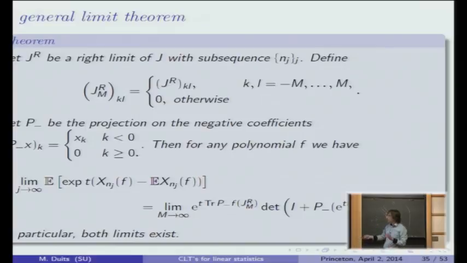Right? So one thing that is interesting about this theorem is that for any right limit, there is a limit theorem. So all the possible central limits that you would get are characterized by all these right limits of the Jacobi operator. Okay, so we can prove that the limit exists. These are two limits, they both exist and they're equal to each other. But it's difficult to compute this in general cases.